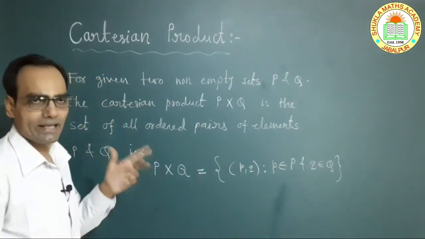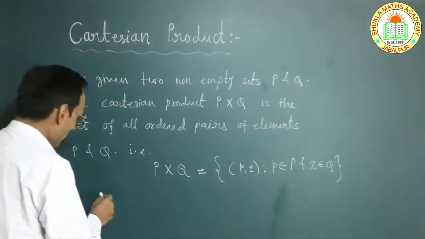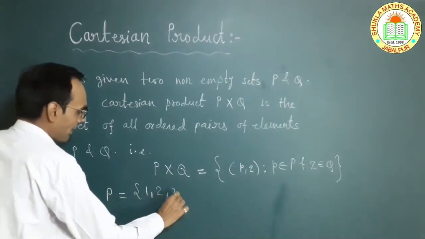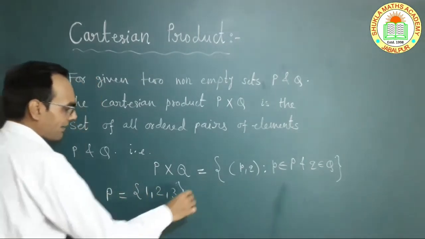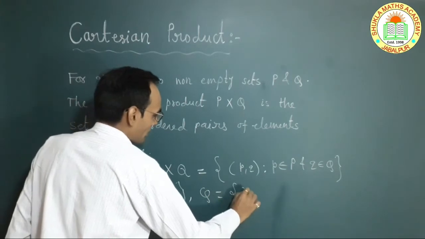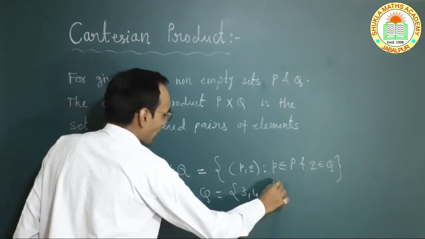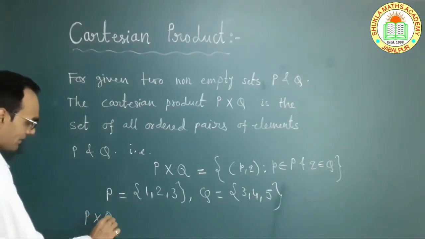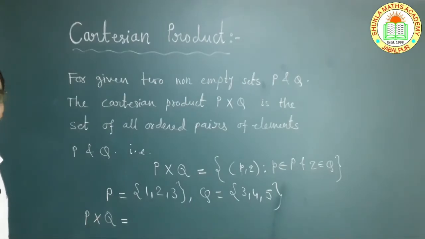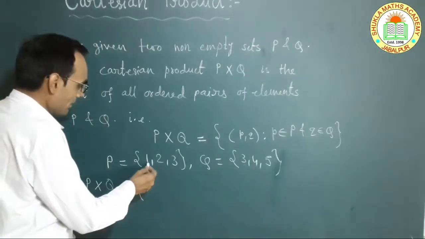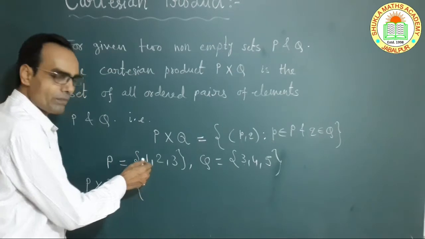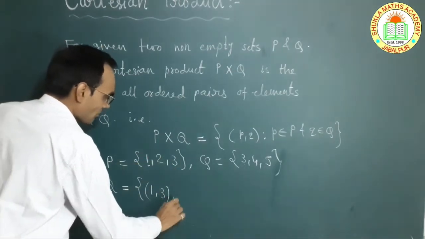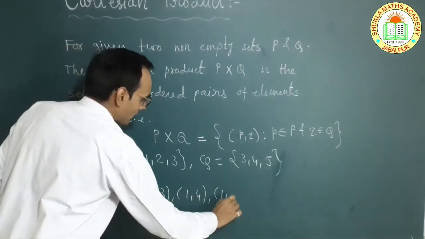I am taking here one example. Suppose we have P is the set {1, 2, 3}, and Q is {3, 4, 5}. Okay, so we have to find P cross Q, meaning the Cartesian product of P and Q. So first we will take the first element of P and make a pair with each element of Q. So we get (1, 3), (1, 4), (1, 5).